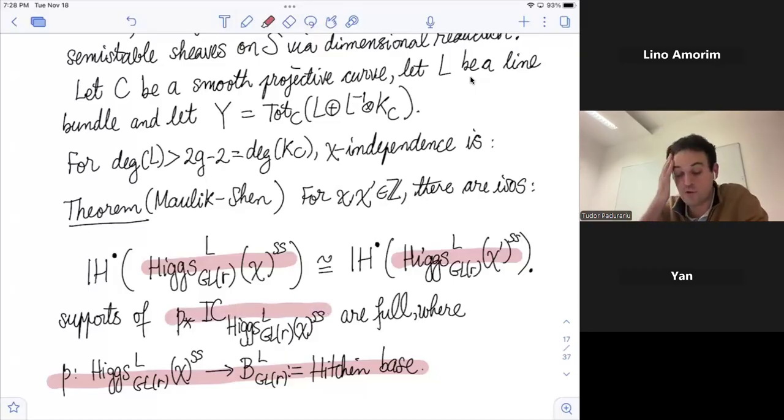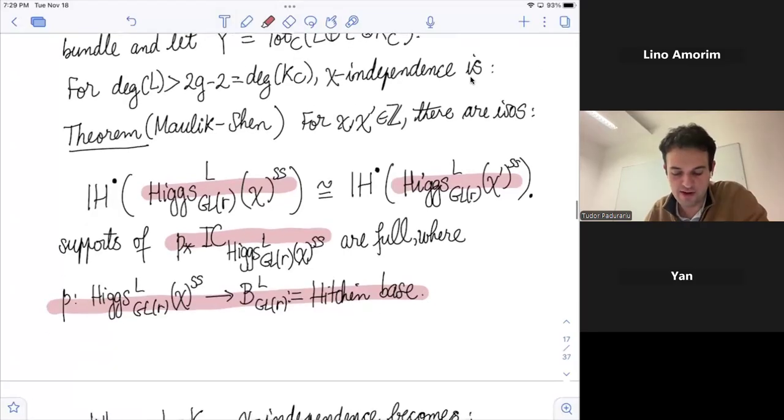You don't have supports corresponding to singular spectral curves. So the statement follows just from the fact that the cohomology of the smooth spectral curves does not depend on the degree of the line bundle.